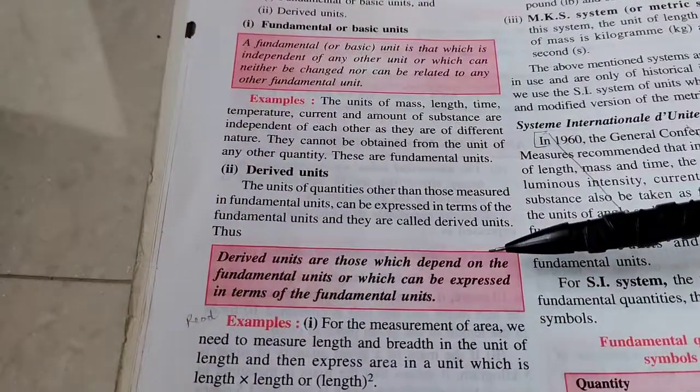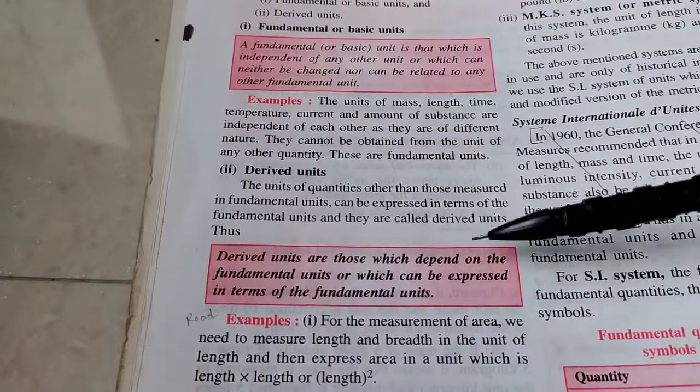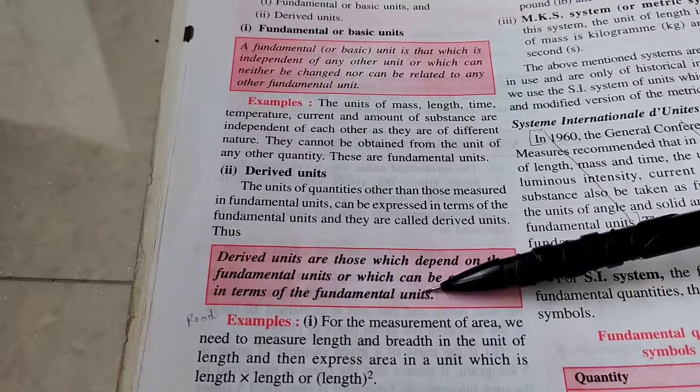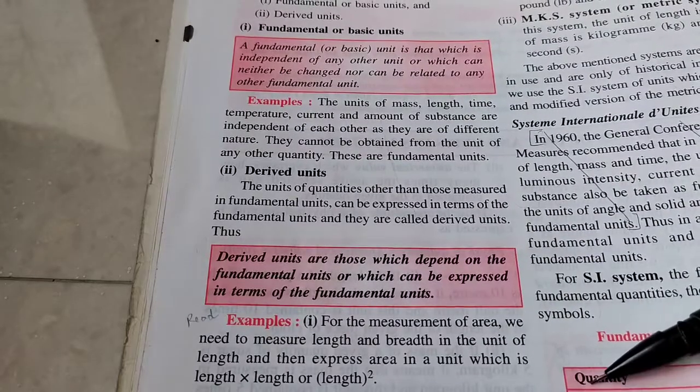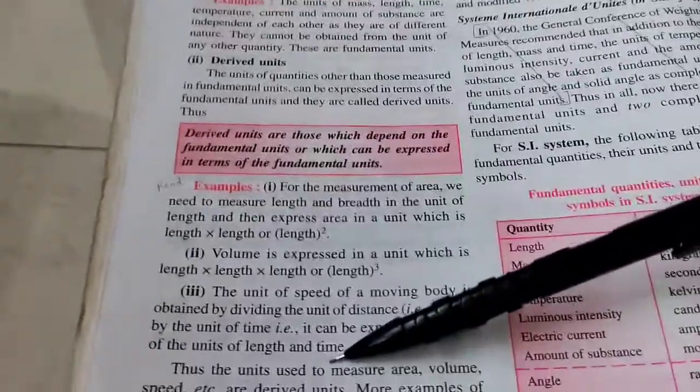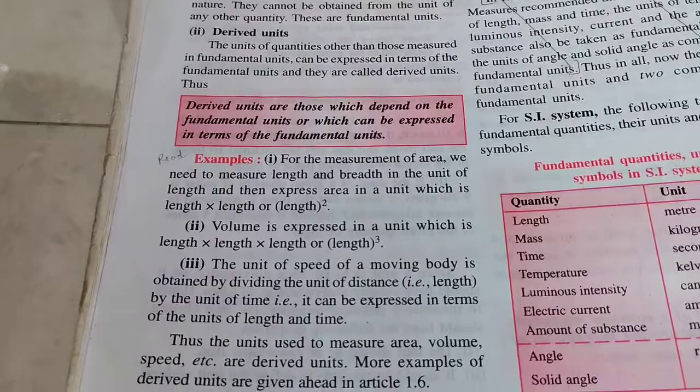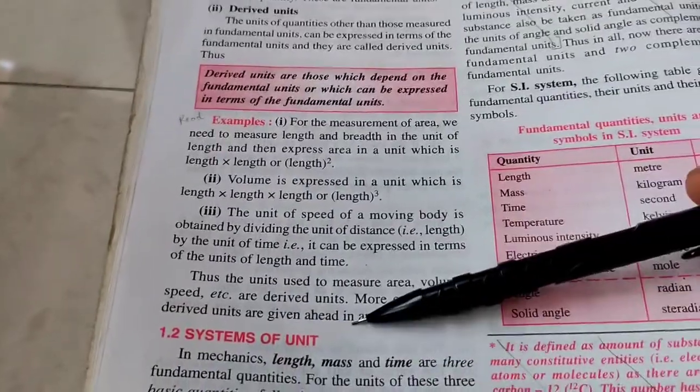Derived units definition. They are those which depend on the fundamental units or which can be expressed in terms of the fundamental units. I just showed you the examples of those. These examples are marked "read," which means you just have to read them, not learn them. Now the systems of units.